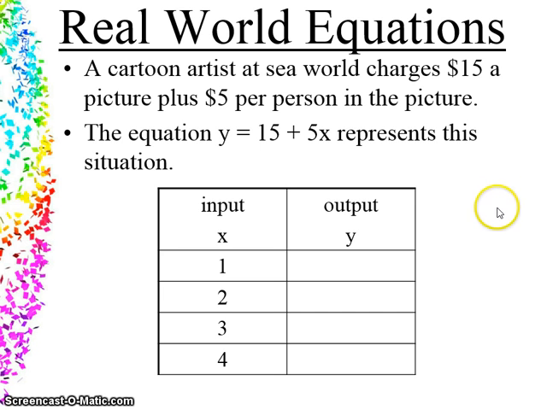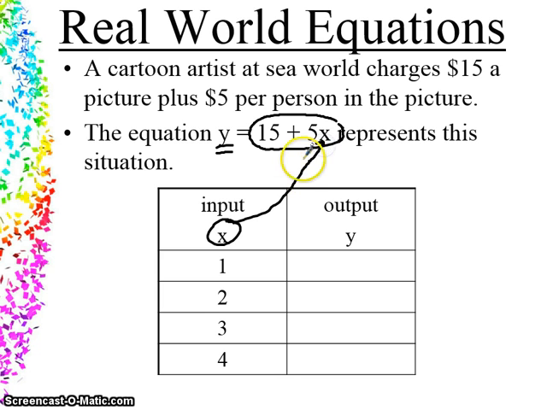A cartoon artist at SeaWorld charges $15 a picture plus $5 per person in the picture. The equation y equals 15 plus 5x represents this situation. We can use this rule to figure out what y is if we substitute our x value in for x.